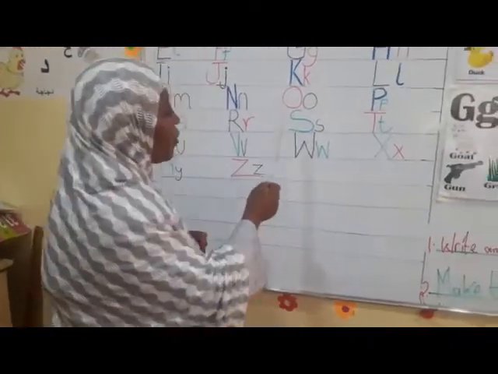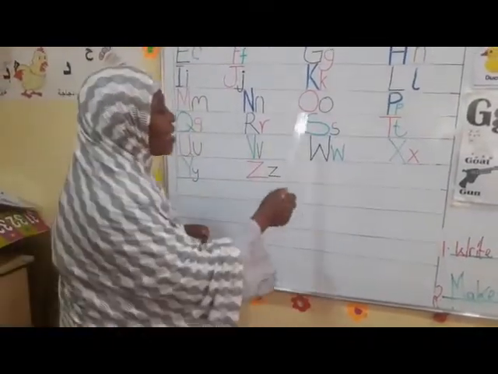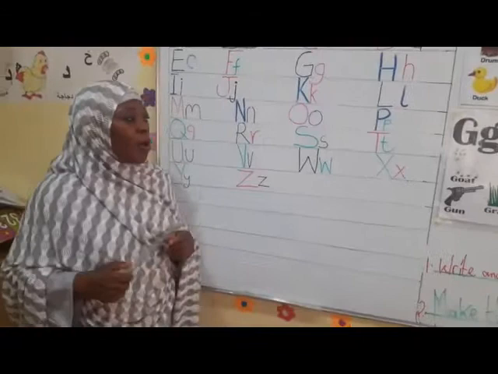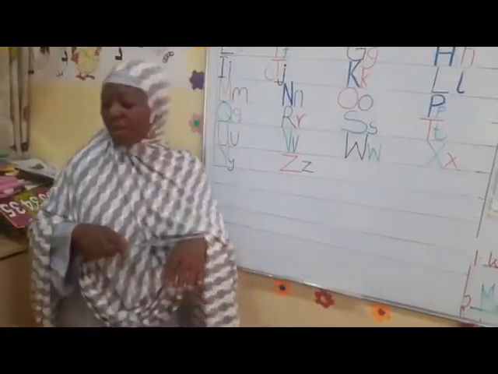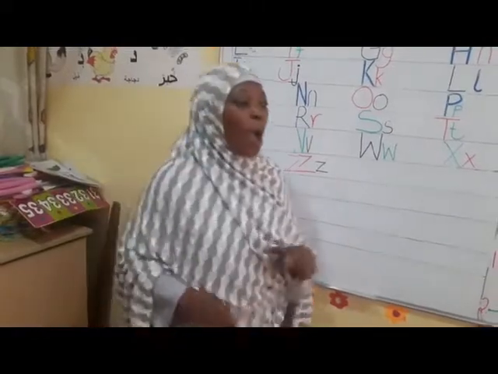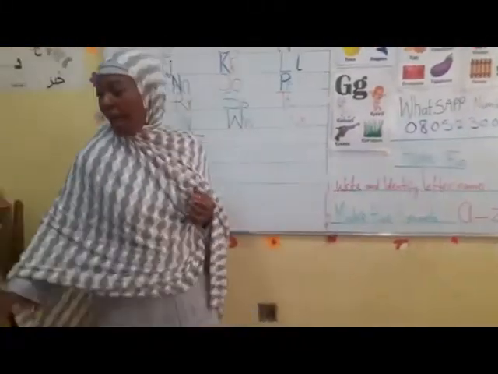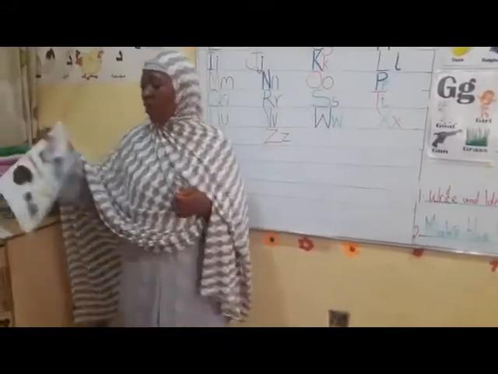Letter W. Say it. Letter W. How does it sound? Woo. As in watch. As in walk. When you have a walk. As in window.